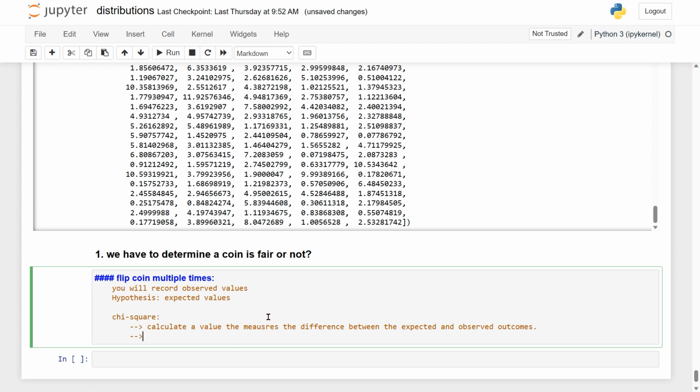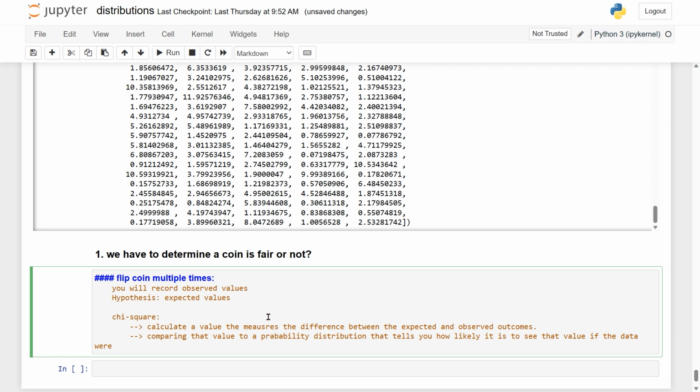And once you got your score, or once you got your chi-square statistic, then you compare that value to a probability distribution that tells you how likely it is to see that value if the data were truly random.